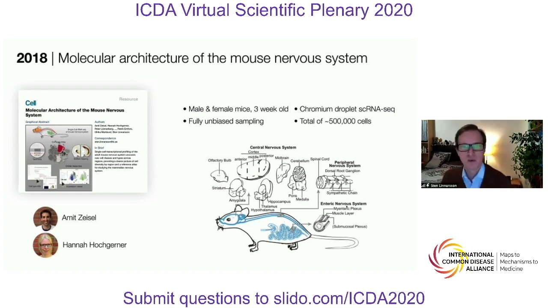In this experiment, we performed fully unbiased sampling, so that at least in principle, we could discover everything that's there. Of course, that's also a matter of the number of cells. We had here about 500,000 cells in this analysis. And we performed a number of analyses here on the various cell types that make up the nervous system. And I'm going to just give you a quick overview.